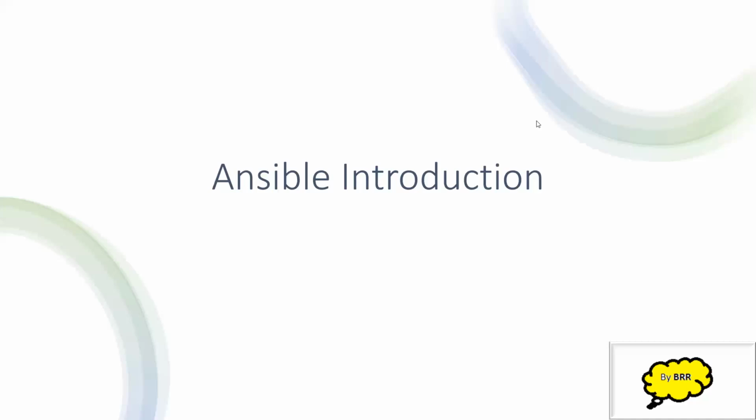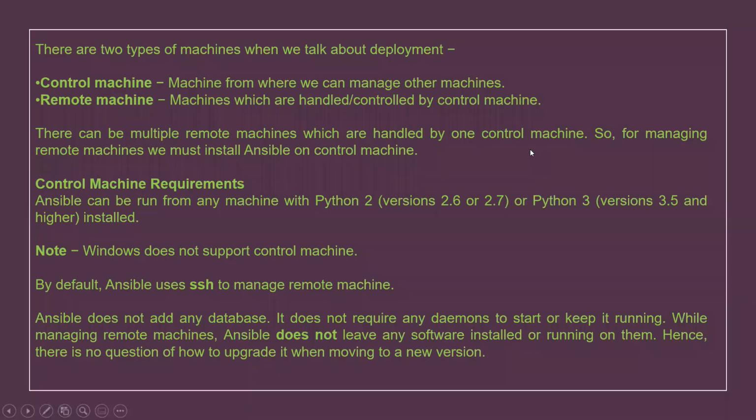If you look at the diagram, there are two types of machines when we talk about Ansible deployment: the control machine and the remote machine. The control machine is where you are managing other machines from, that means where you are running your Ansible program. The remote machine is where you are deploying.